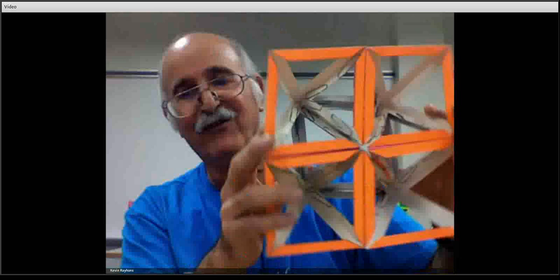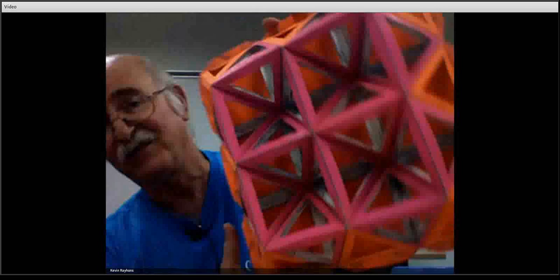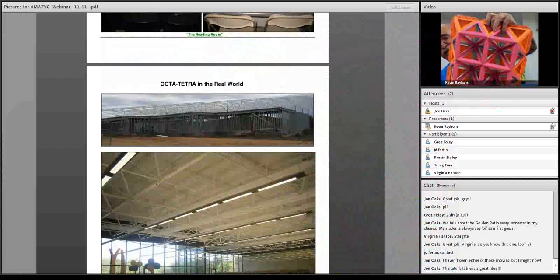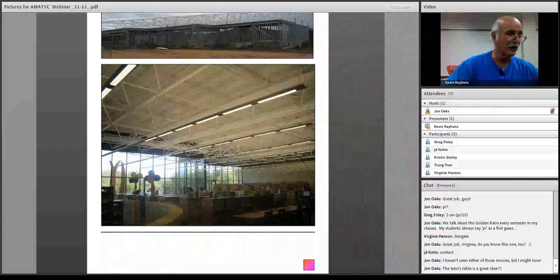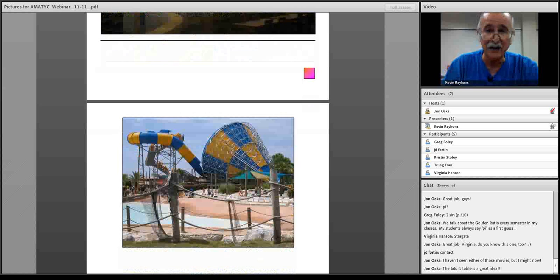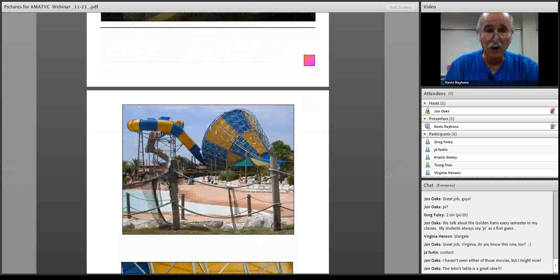This is made of half octas and tetras. But you see how flimsy it is because the octas aren't complete. But if you attach it to a ceiling like that, it's very strong and rigid. So that's what they do with most of the buildings that use OCTATETRA out there in the real world.